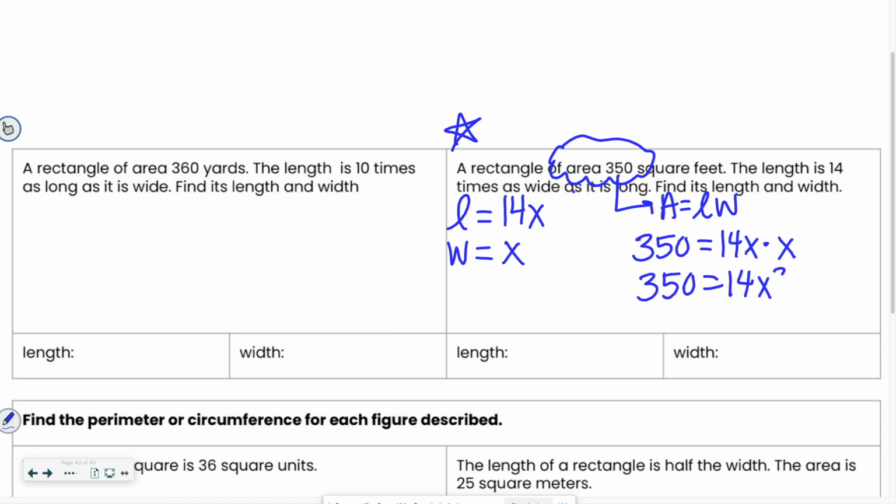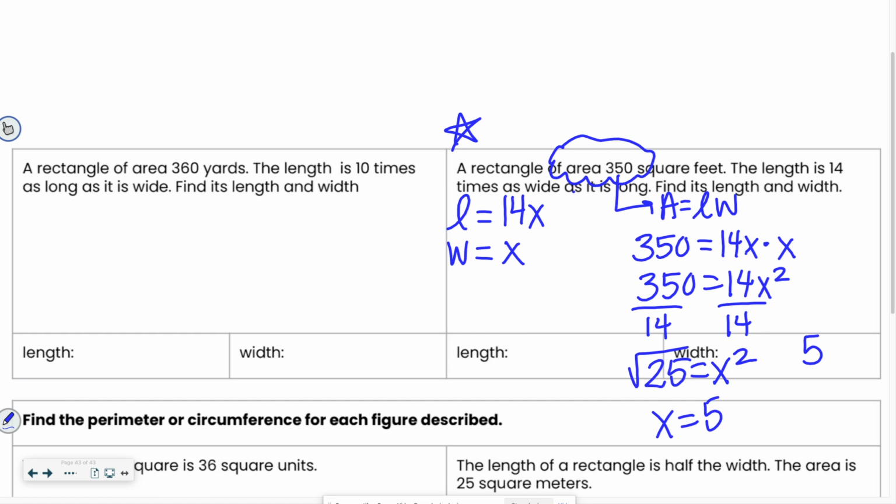We want to get x alone. What do we do? Divide by 14. I don't remember what we get. 25. So now we have 25 equals x squared. How do you undo something squared? That's it. 5. So what did we just find, folks? The x. Yep, our x, which is our width, so that goes in this right box, 5.